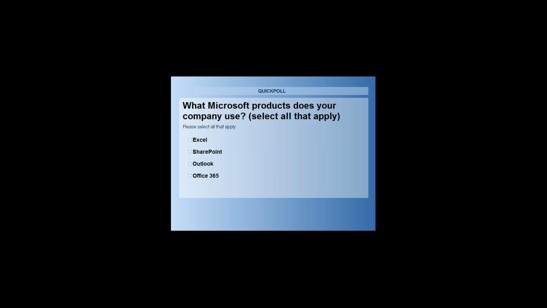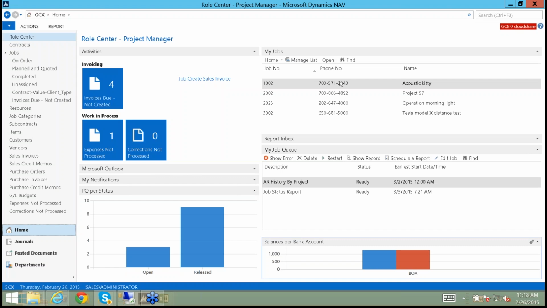Yeah, so it looks like about 35% of people are using Office 365, 95 plus on Excel, a little less on Outlook, and about 45 on SharePoint. So it seems like the folks on the phone are already leveraging the Microsoft tools today, which is really one of the big differentiators of what Microsoft provides with their solutions. Okay. All right. I'm going to close that poll now, Paul. Great. Thanks, Damon. Back over to you.